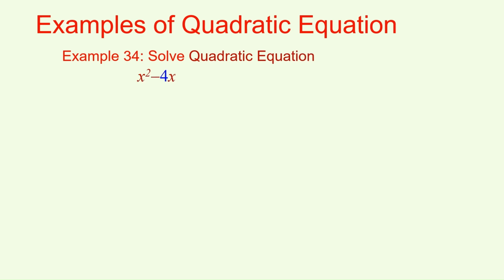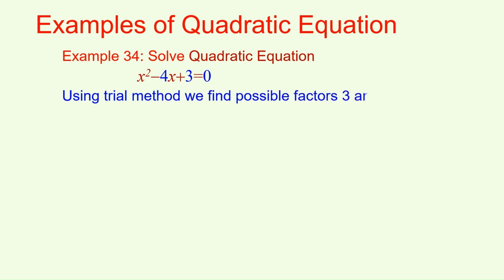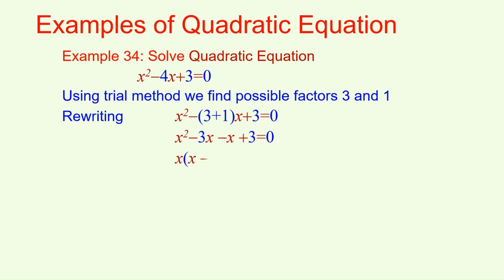Example 34. Solve quadratic equation x squared minus 4x plus 3 equals 0. Using trial method, we find possible factors 3 and 1. Rewriting the equation as x squared minus (3 plus 1)x plus 3 equals 0, x squared minus 3x minus x plus 3 is equal to 0.